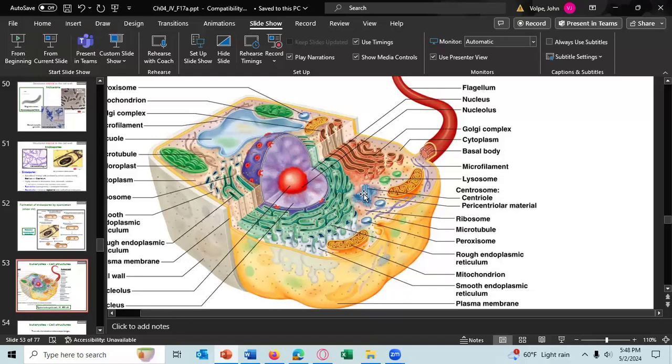Any questions about any of that? Many of the organelles are the same, like the mitochondria, the Golgi apparatus, both plants and animal cells, the nucleus in both plant and animal cells.